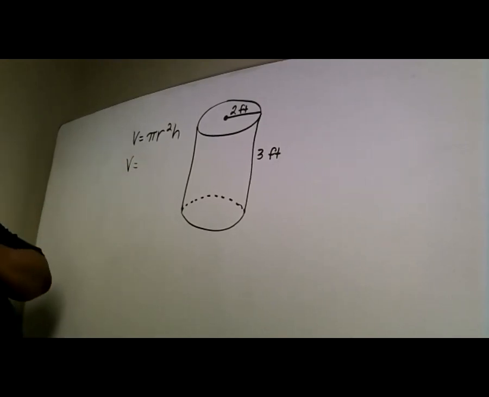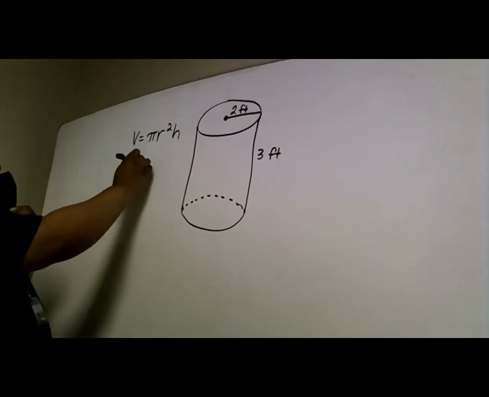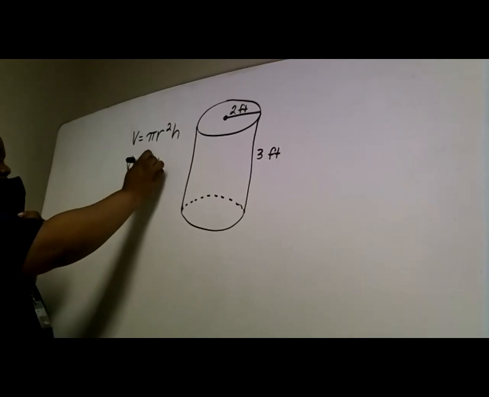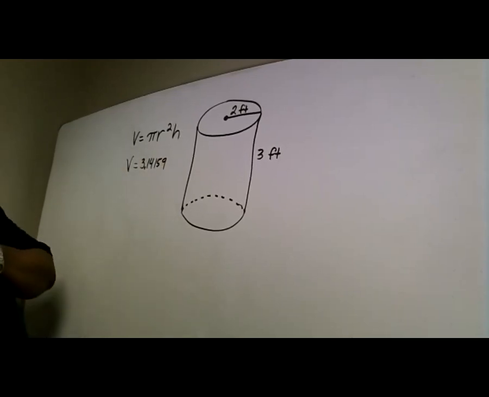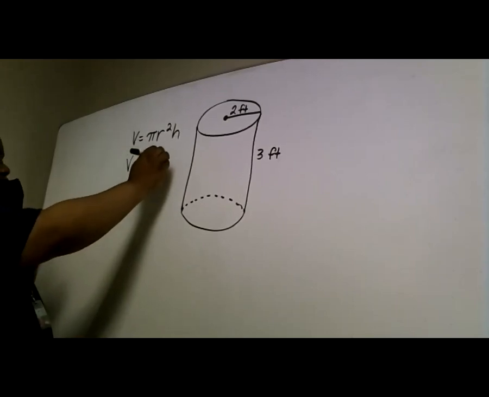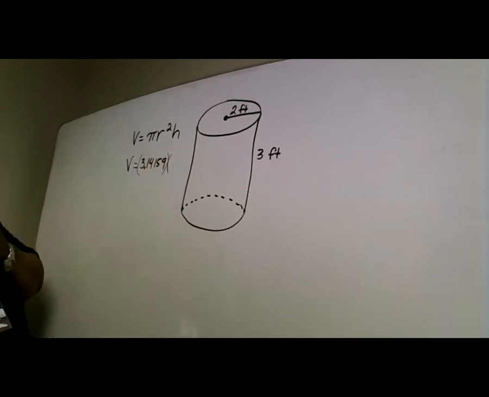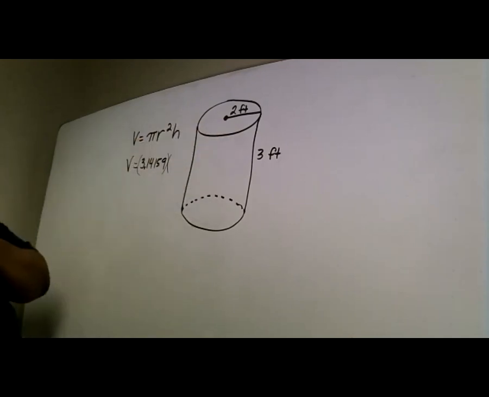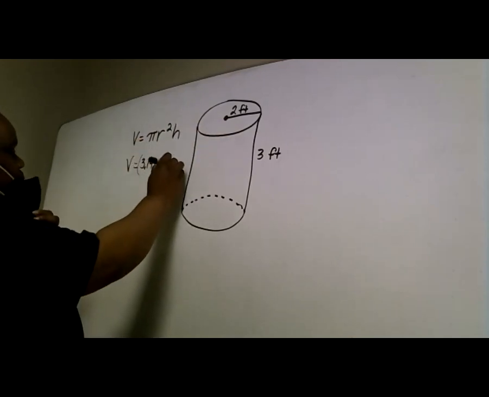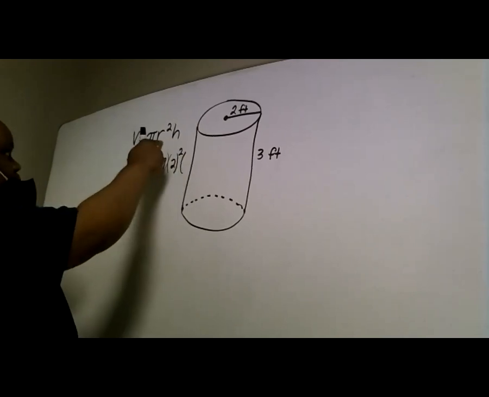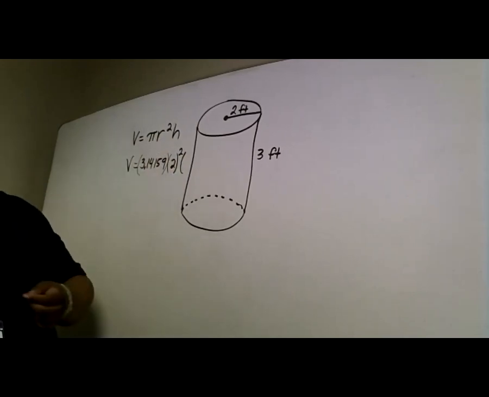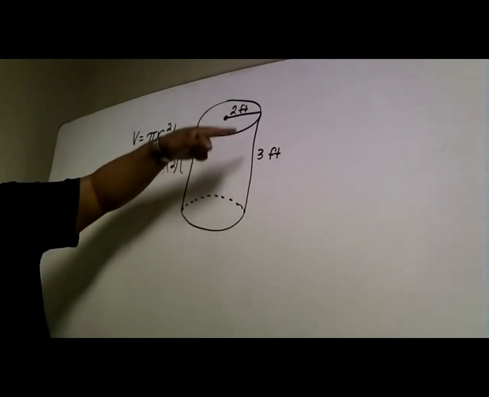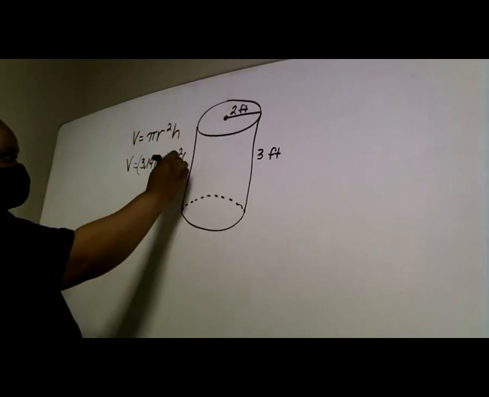All right, now pi is approximately, as a decimal, 3.14159. That's what pi is. And then times the radius, here's the radius from the center to a point on the circle, that's 2 feet. So that's going to be 2, and that's going to be squared because the radius is squared, times the height. Height goes straight up and down. That's 3 feet.